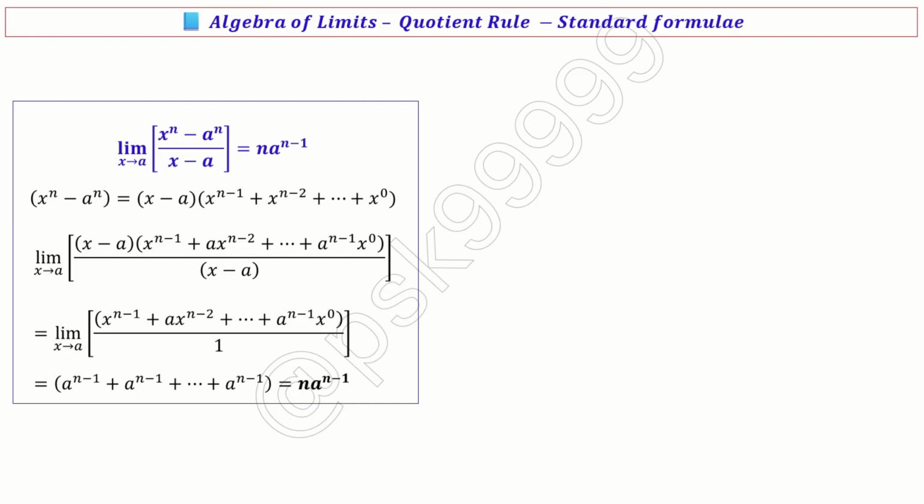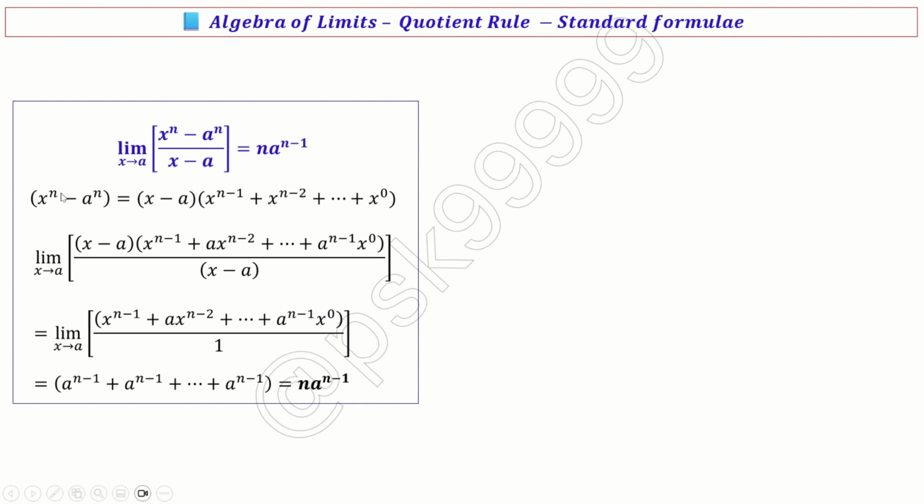One more, some more standard formulas. Let's see. Limit x tends to a, x to the power of n minus a to the power of n divided by x minus a is equal to n into a to the power of n minus 1. So simple proof is here. You have to remember this, it is a very important one. You will definitely get at least 1 or 2 questions where you have to apply this one. So you have to remember this.